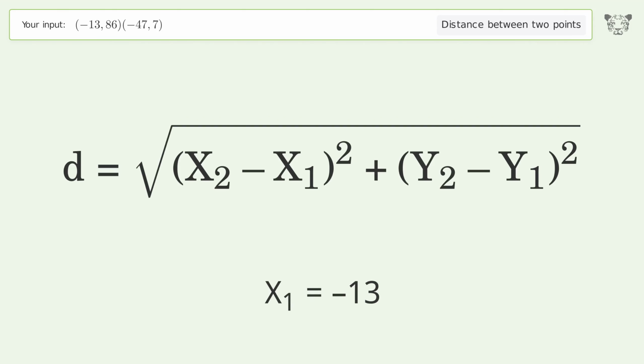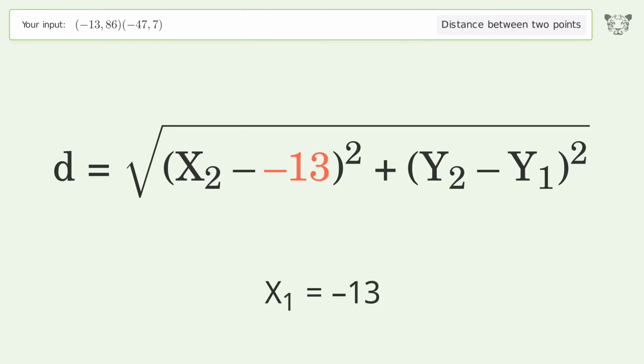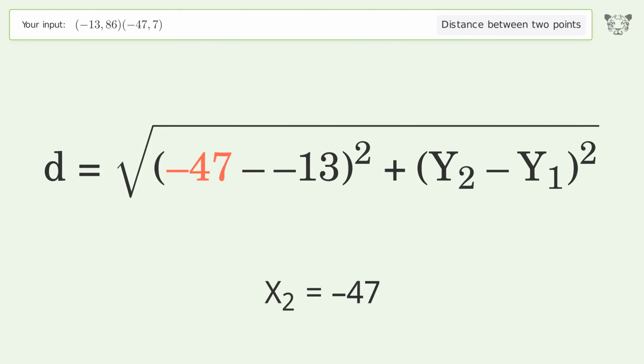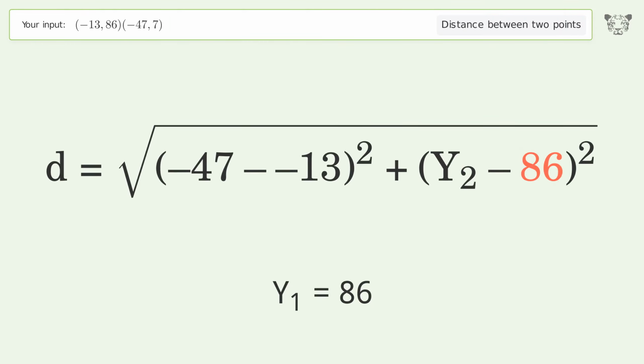x1 equals -13. x2 equals -47. y1 equals 86. y2 equals 7.